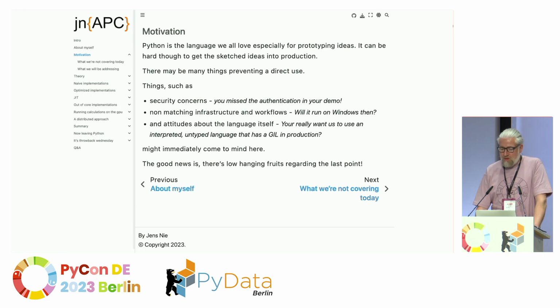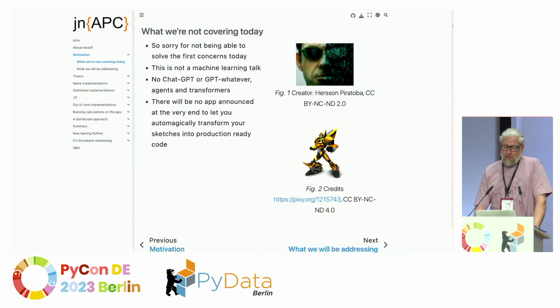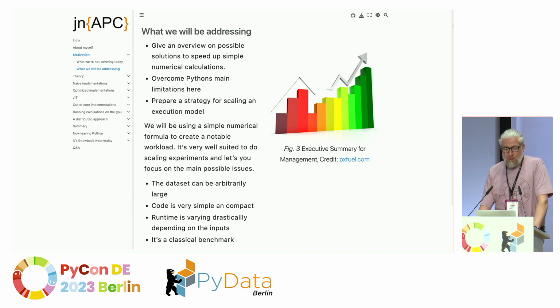Well, the good news is there's low-hanging fruits to help us, and we see that. So what we're covering today, what we're not covering today: there's no machine learning talk. There will be no ChatGPT or GPT whatever, no agents and no transformers, sorry for that. It's just plain Python things, numerical issues, that's all we do today. What we will be addressing is we give an overview of the possible solutions to speed up simple numerical calculations, to overcome Python's main limitations right there.